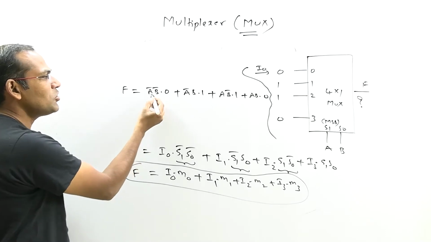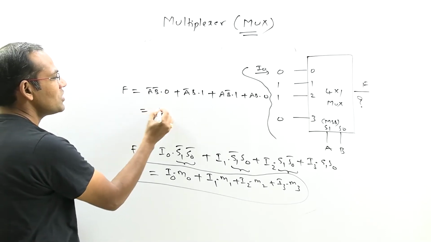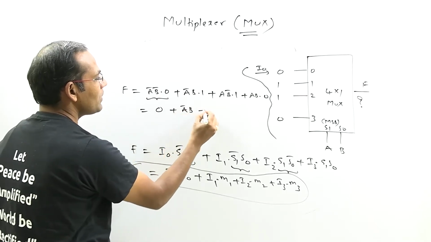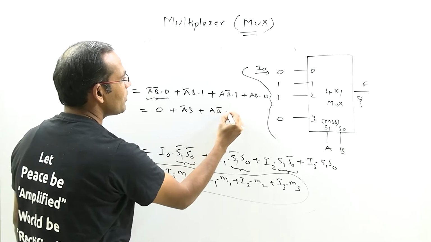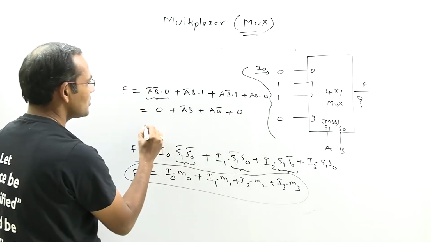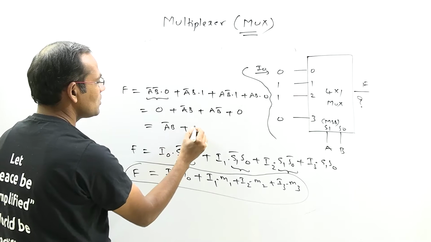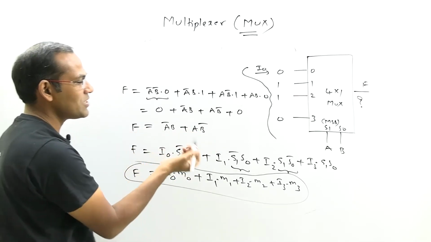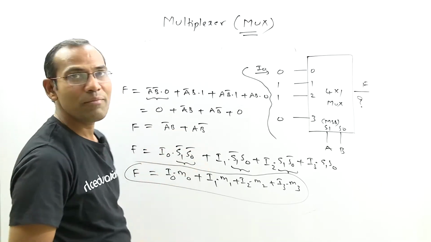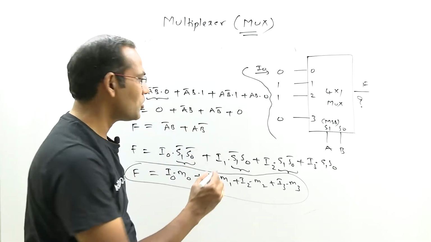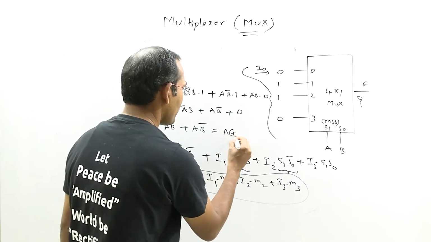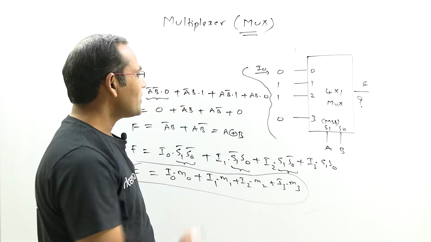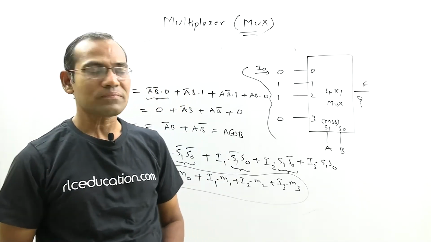We know that 0 into A bar B bar will be 0. And A bar B into 1 will be A bar B. AB bar into 1 will be AB bar. AB into 0 is 0. So it is like this. It is one standard expression: AB bar plus A bar B. It's nothing but XOR. So it is A XOR B. Like this you can write the output expression very easily.